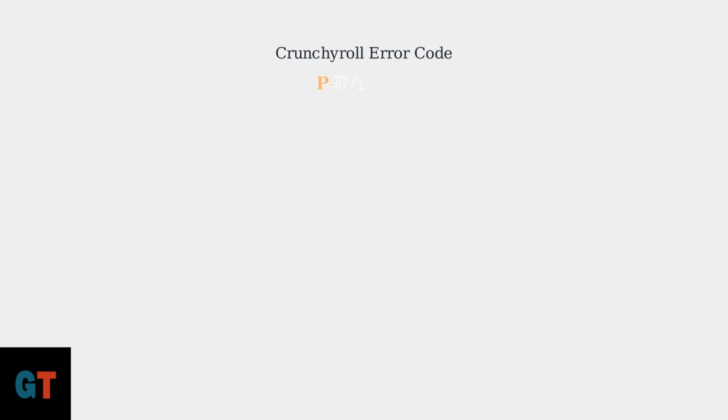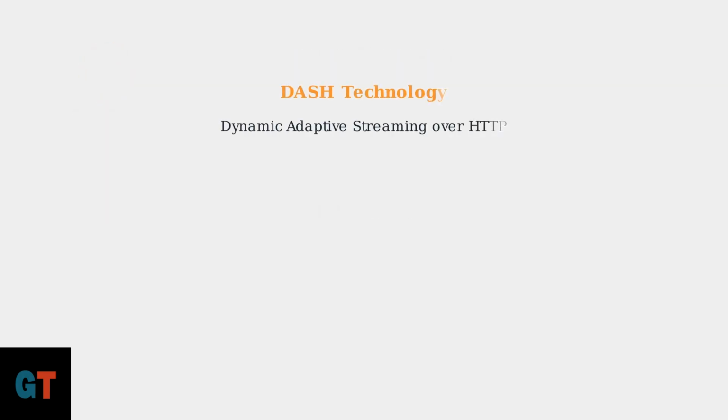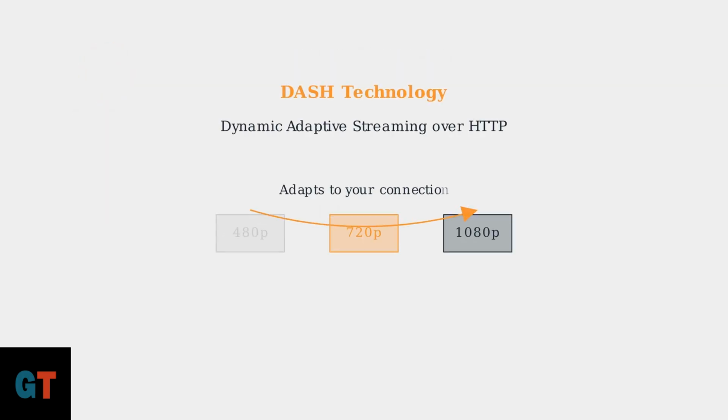Crunchyroll error code P-3 is one of the most frustrating streaming issues that prevents anime fans from watching their favorite shows. This error typically appears as a black screen or causes indefinite loading when you try to play content. The P-3 error is related to dynamic adaptive streaming over HTTP, or DASH technology. This is the system that automatically adjusts your video quality based on your internet connection speed to provide smooth playback.